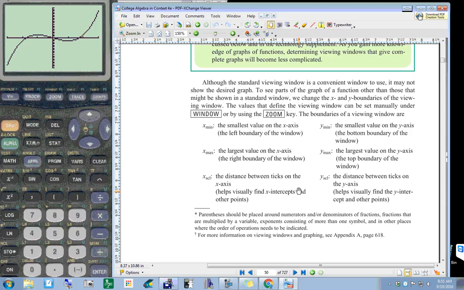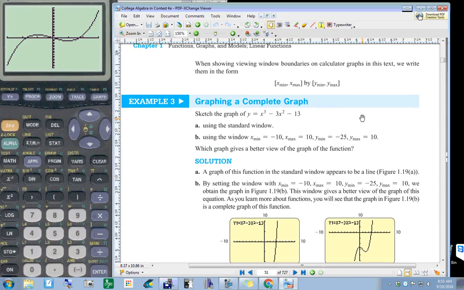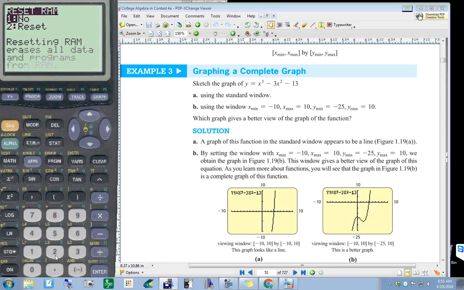So, it gives you a little bit more information about what X-min means and X-max, and Y-min, Y-max, Y-scale, X-scale, and those sorts of things. So, reset the calculator again. And when I reset it, it always takes it back to the standard window. So whenever they ask you for the standard window on the graphing calculator, it's always going to go from -10 to 10 on both the X and the Y.